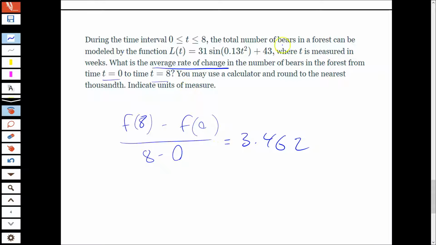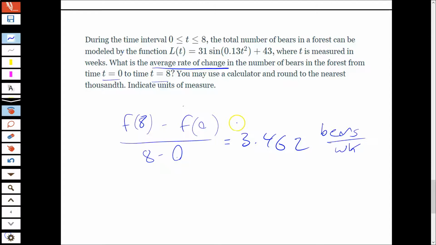And here, what are we talking about? So read it if you haven't already. Bears in a forest in t weeks. So average rate of change is essentially y's per x, right? So in this case, bears per week is our unit, so it's kind of a funny unit. And what this tells us is over this interval from 0 to 8, the number of bears in the forest is increasing by about 3.4 bears per week, which seems pretty quick to me.